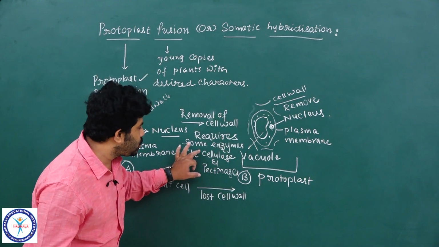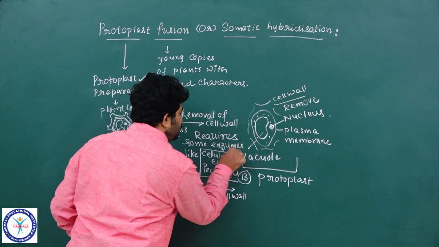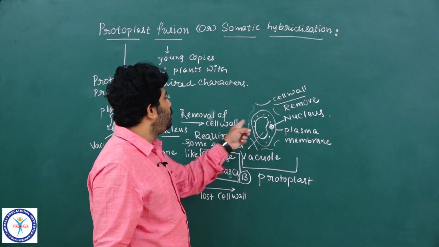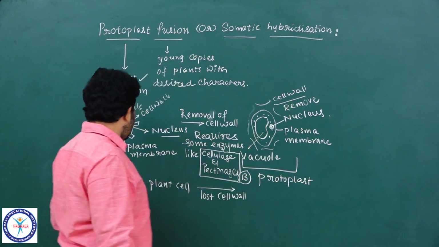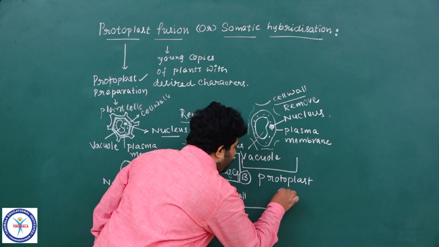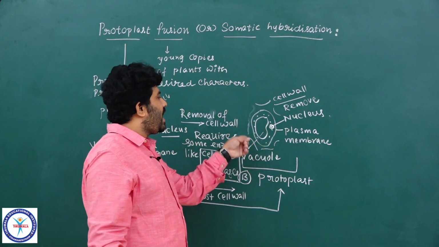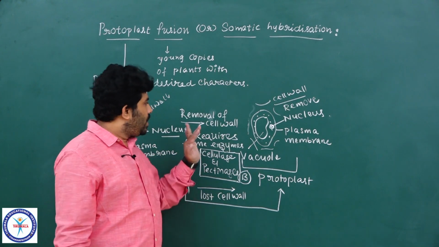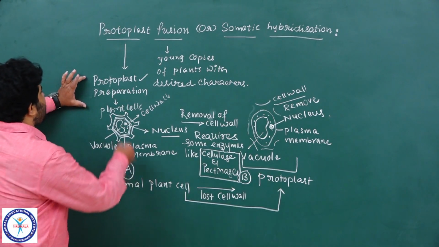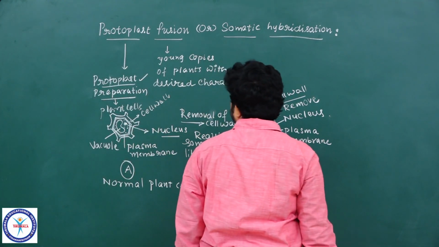By using these two enzymes, cellulase and pectinase, the cell wall is easy to remove, and we change the normal plant cell into protoplast, which doesn't have a cell wall. Now we got the point. So this is the process we have done in laboratory conditions. It is called protoplast preparation. You please note down, students. This is the process we are calling protoplast preparation.